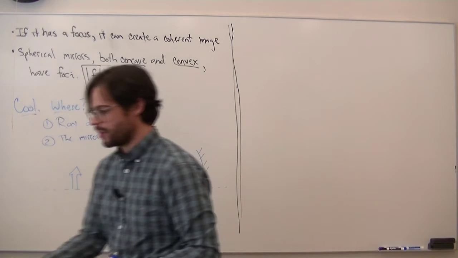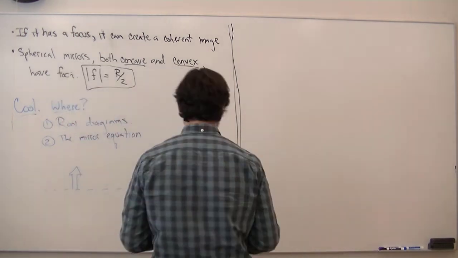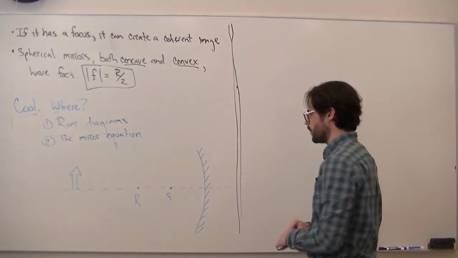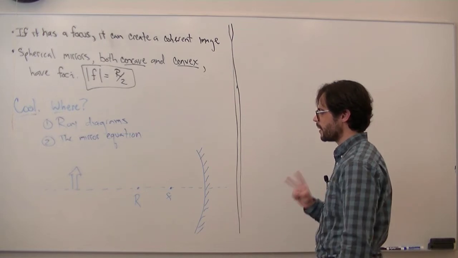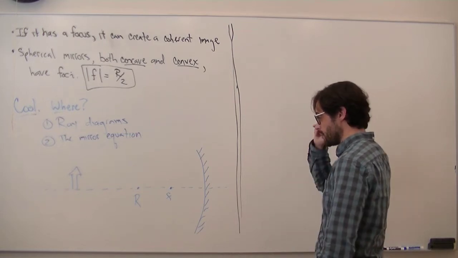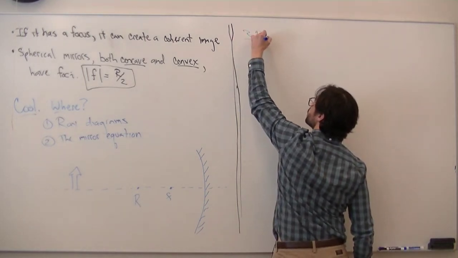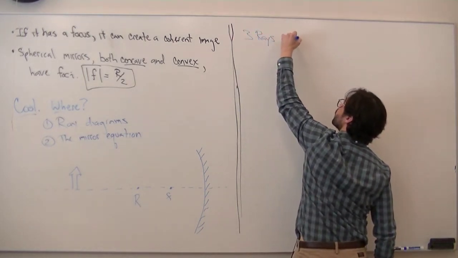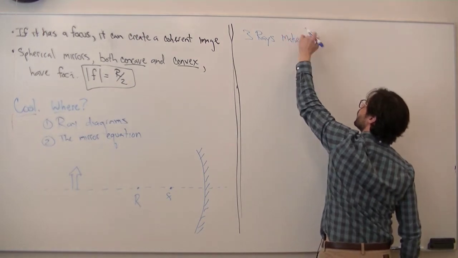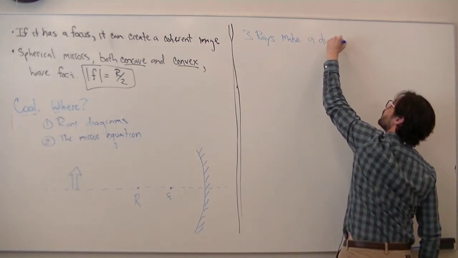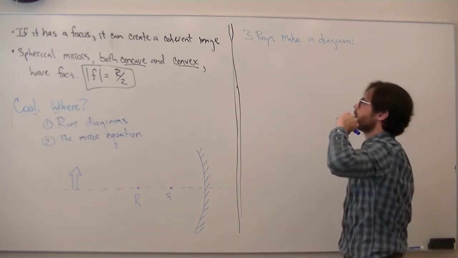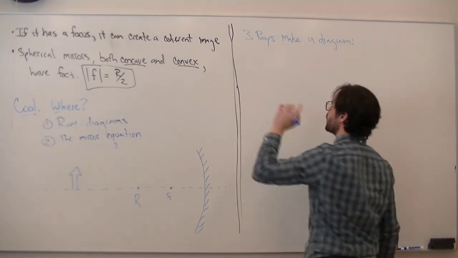And what we know from our kind of pathological example from last time is that two rays are not enough to figure out where a coherent image is formed. So we'd like to have three. And in general, we do need three rays to make a ray diagram. Remember, just two will potentially lead you astray.